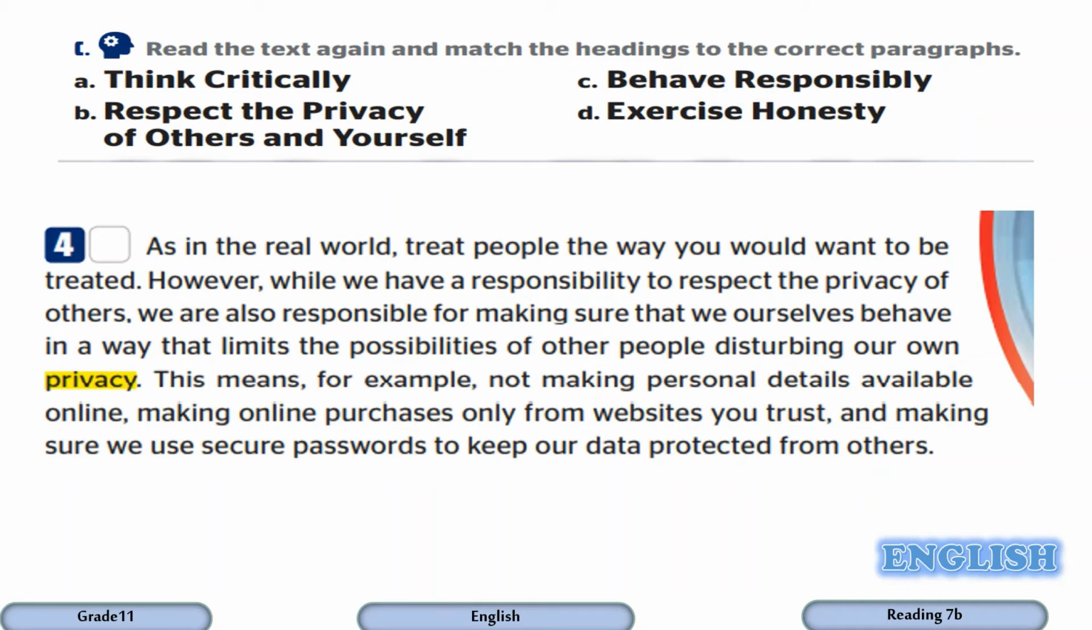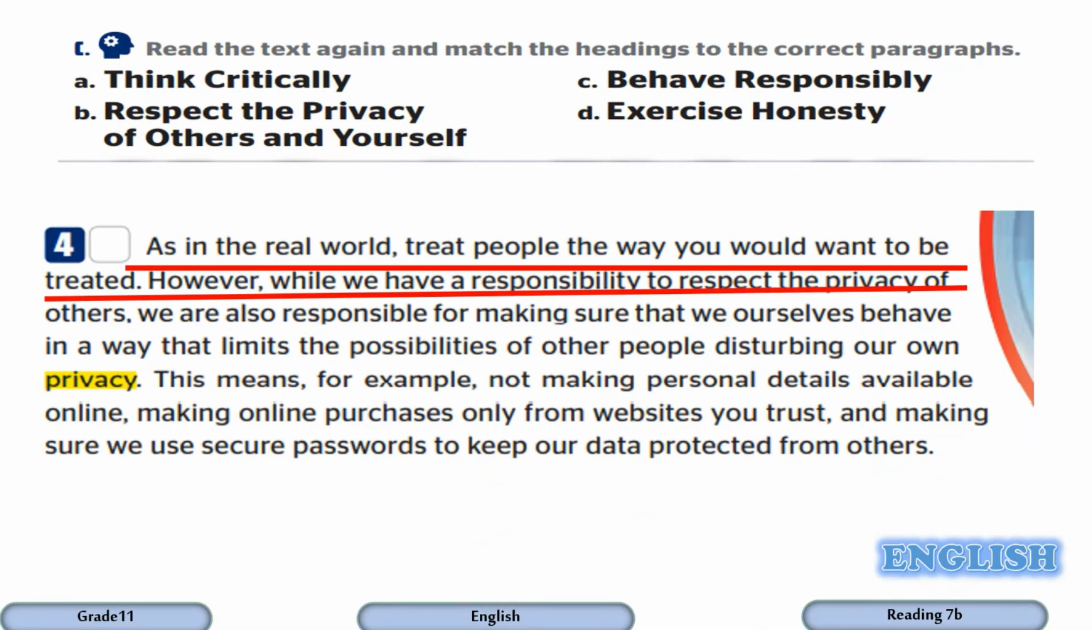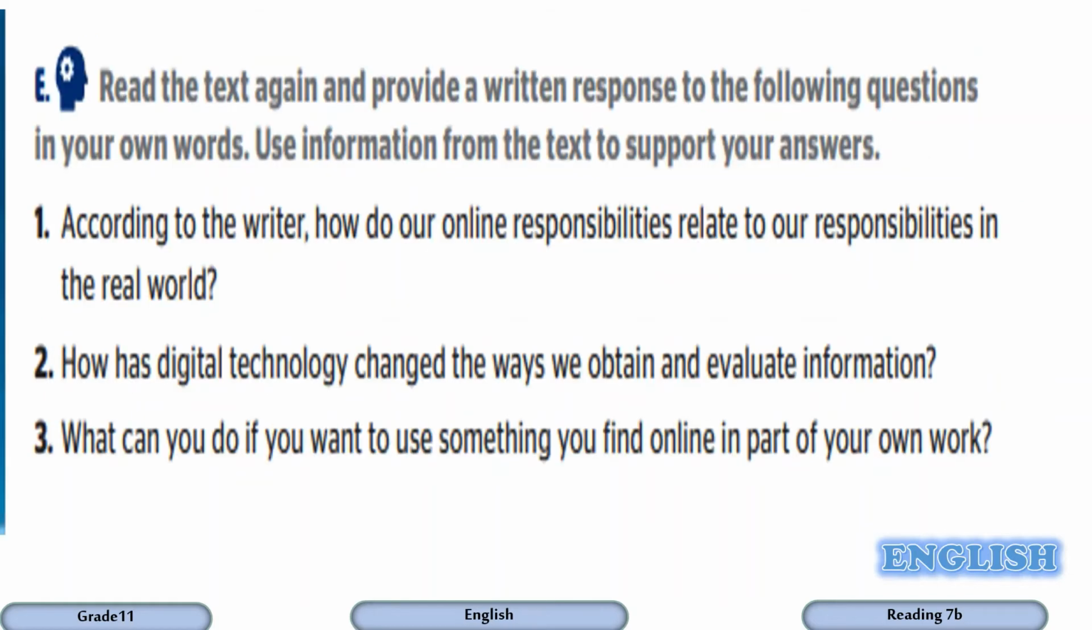Looking at this paragraph, as in the real world, treat people the way you want to be treated. And of course, this is about how to respect the privacy and yourself. So we have the responsibility to respect the privacy of others.